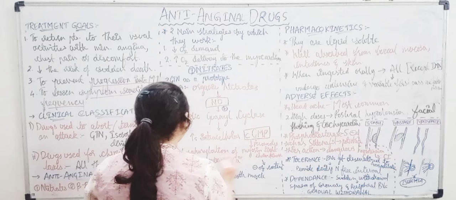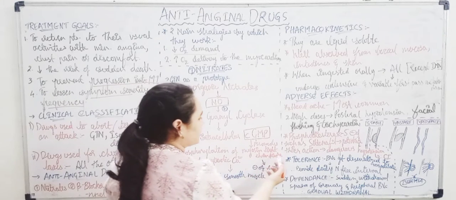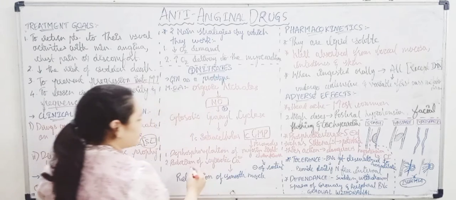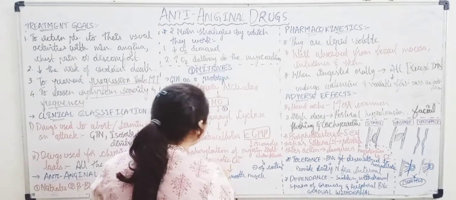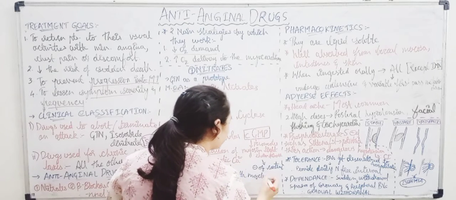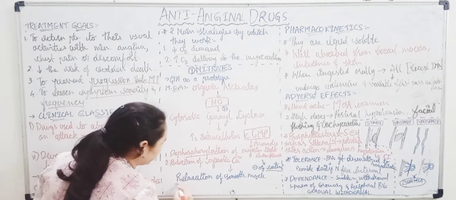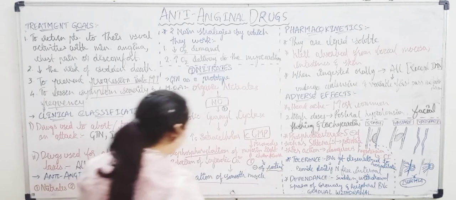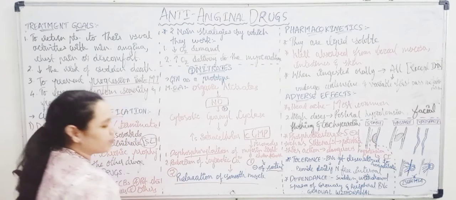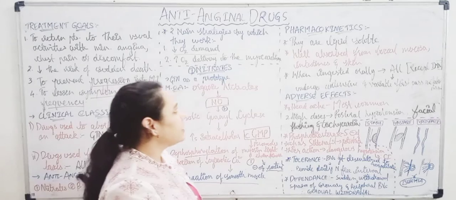Because of this action, two things happen. One is dephosphorylation of myosin light chain kinase and reduction of cytosolic calcium. So this dephosphorylation results in inhibition of contractions, and the other effect is relaxation of smooth muscle. So contraction is inhibited and relaxation of smooth muscle is happening. So this is the mechanism of action of nitrates.